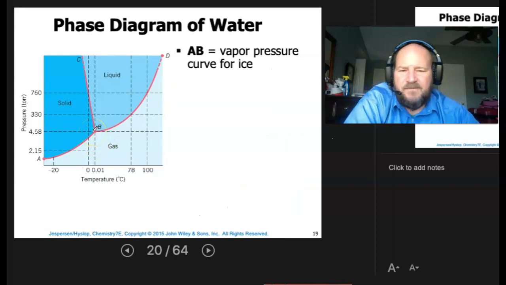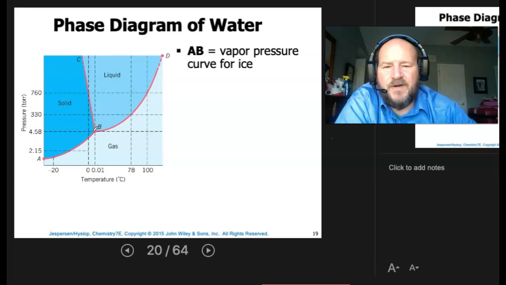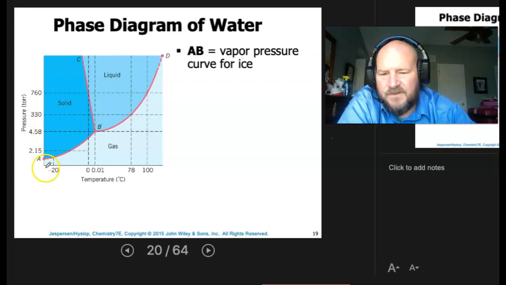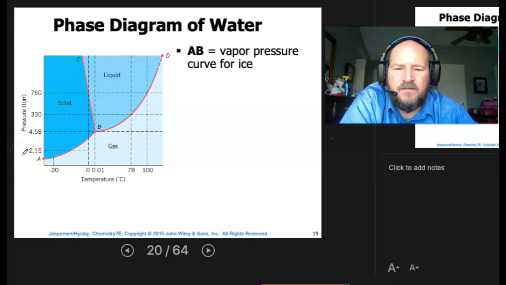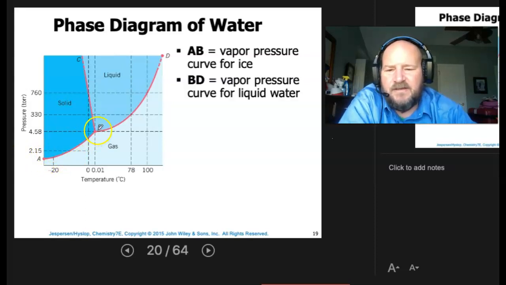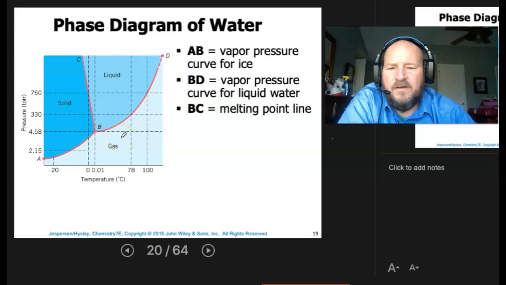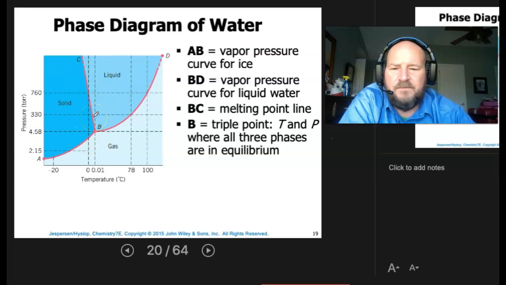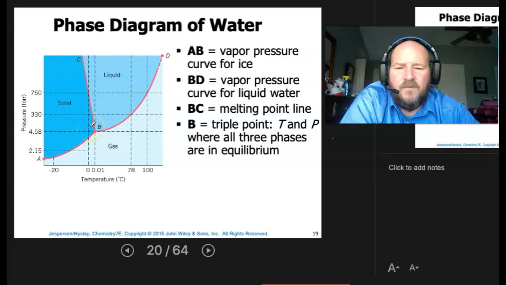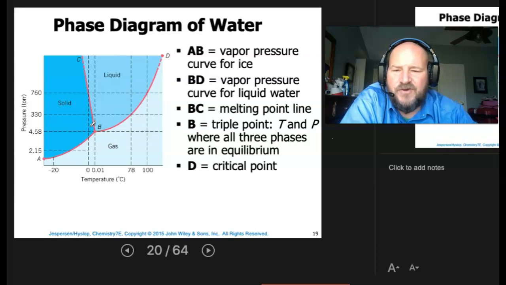So here's the phase diagram for water. So AB equals the vapor pressure curve for ice. Right, so this is your pressure curve for ice, right there. And then B to D is going to be the vapor pressure curve for liquid water. BC is your melting point line. So at any of these temperatures and pressures, that's where you're going to melt. B itself is the triple point, and then T and P, where all three phases are going to be in equilibrium. And D, of course, is your critical point.